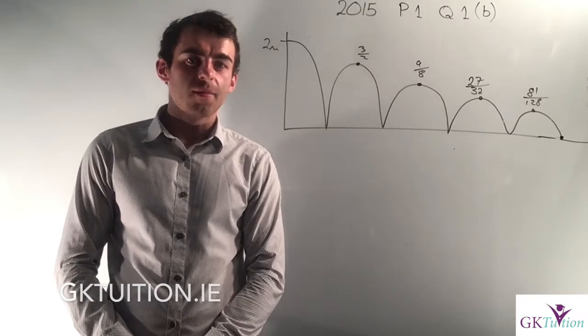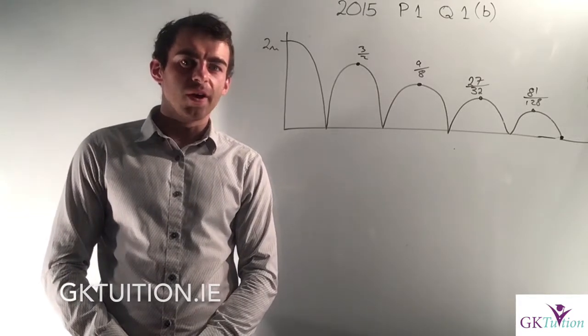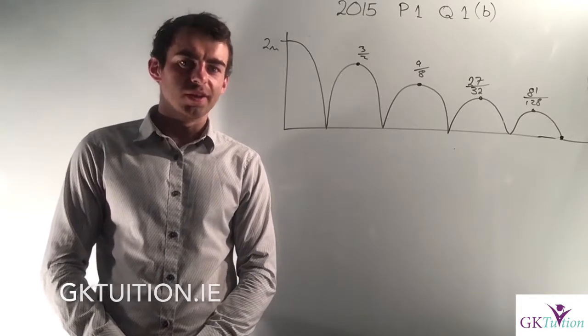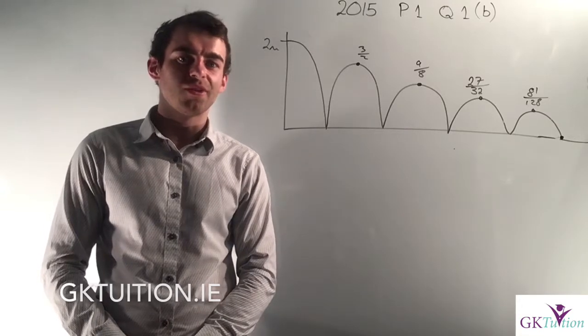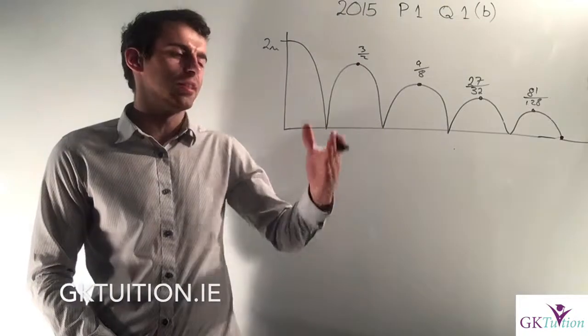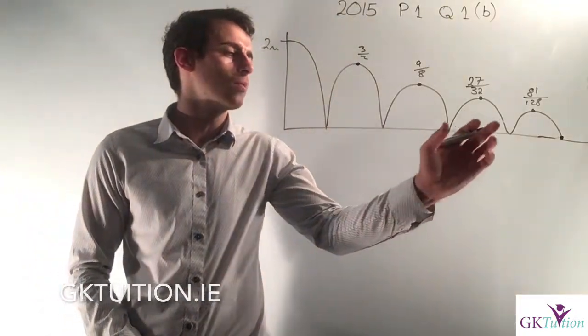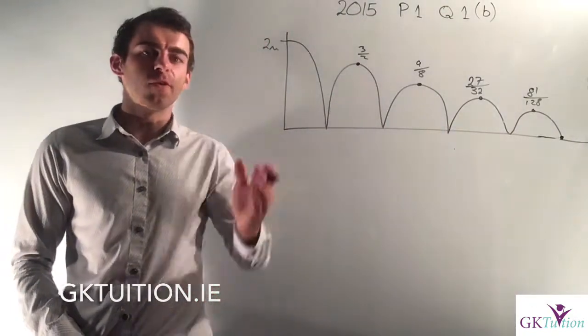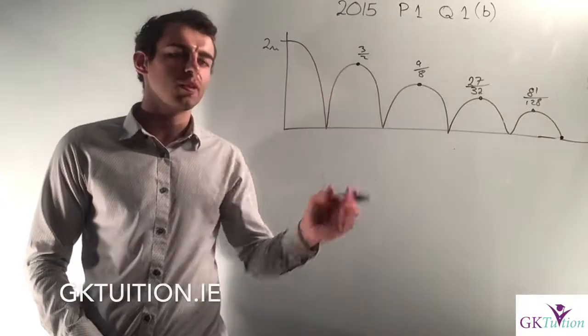Okay, so for the second part of this question, we're asked to find in meters the vertical distance the ball had travelled when it hit the ground for the 5th time. So it's bounced once, twice, 3 times, 4 times, 5 times. So vertically, how far up and down has the ball travelled?